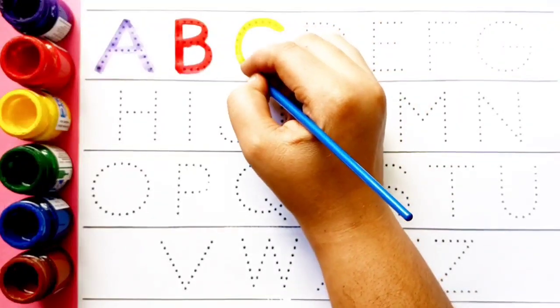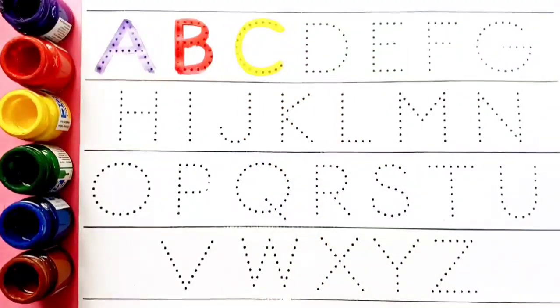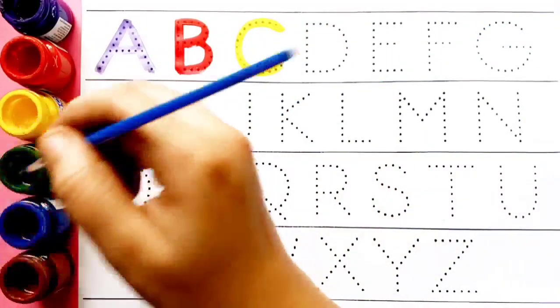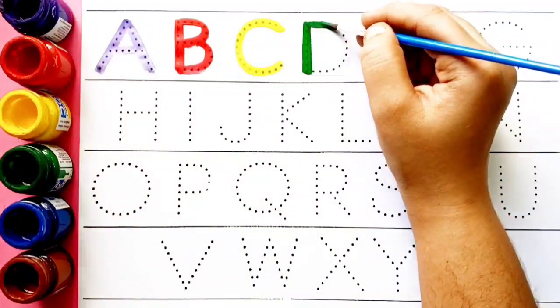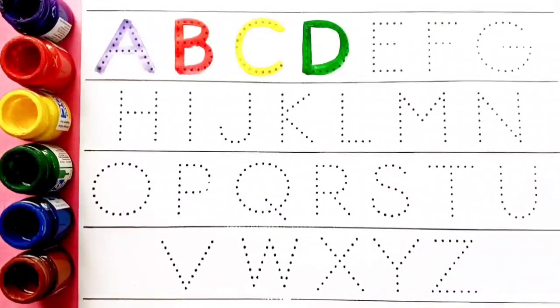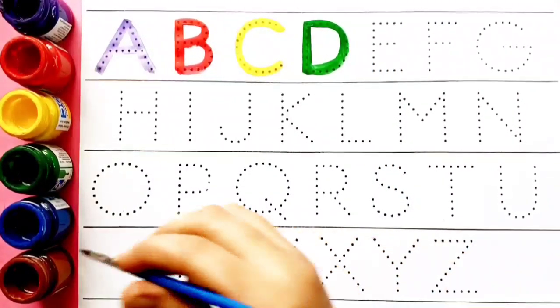Yellow color. C. C for cow. Green color. D. D for duck.